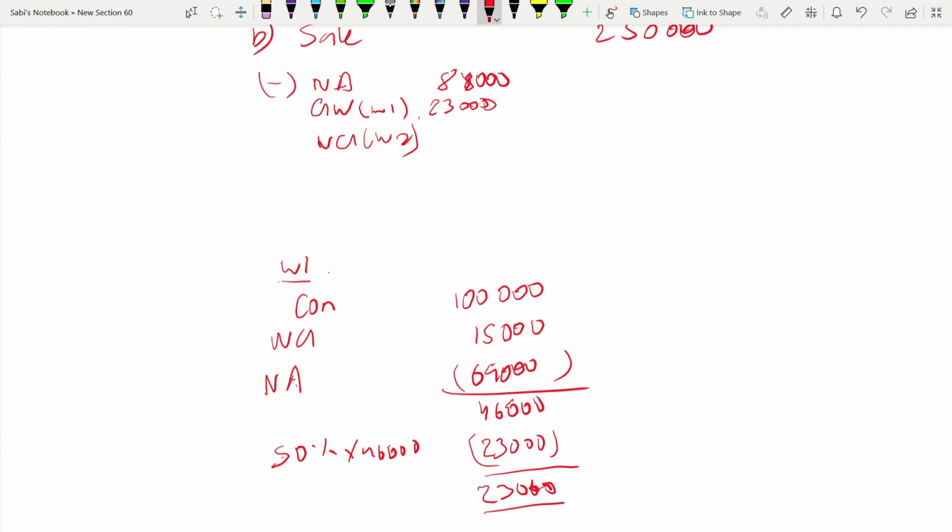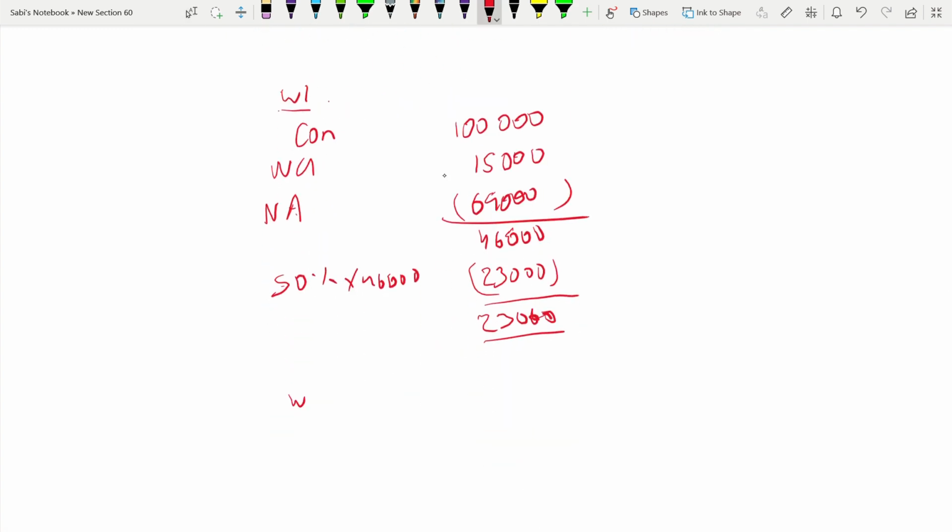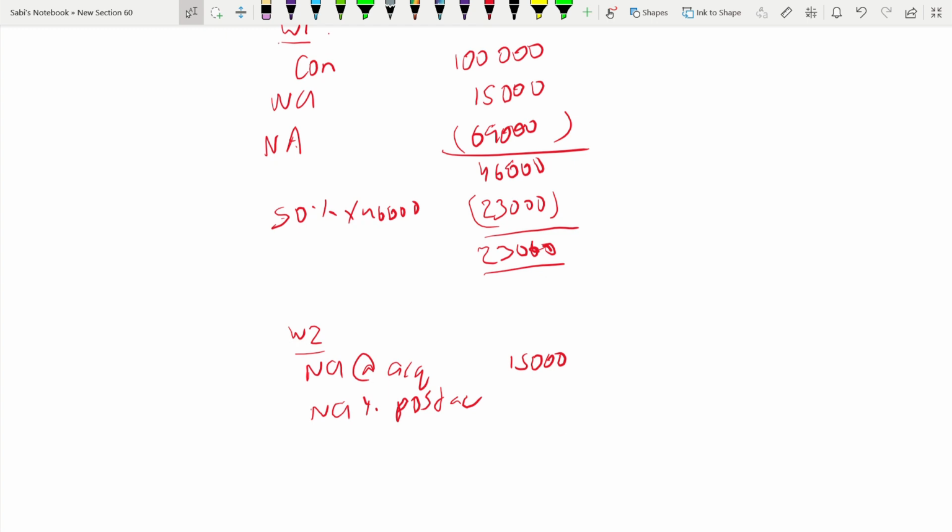Next, NCI at disposal date. You start with NCI at acquisition, 15,000. Then post acquisition profit, NCI percentage. On post acquisition profit, that is the difference between the net asset on the disposal date and the acquisition date. 20% is NCI because you have bought 80%. So 88 minus 69,000, which will give you 3,800.